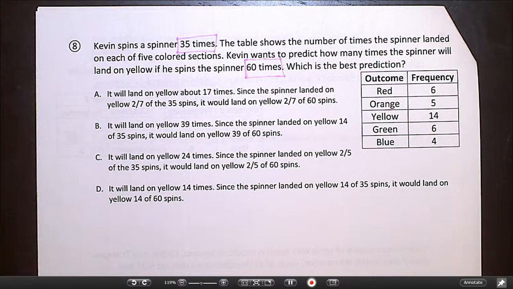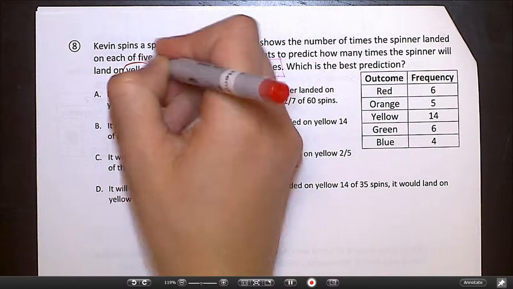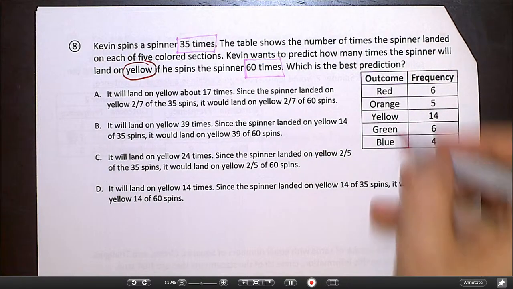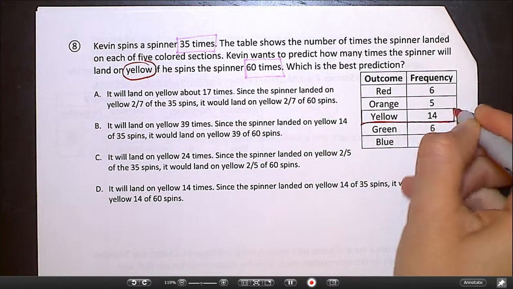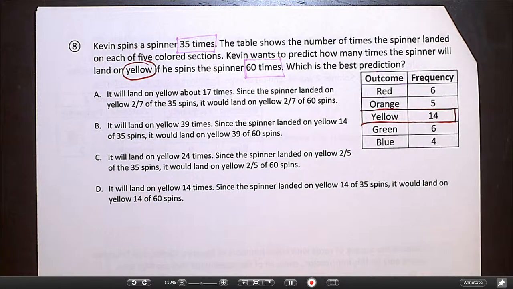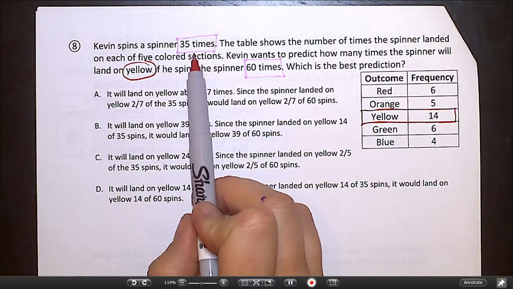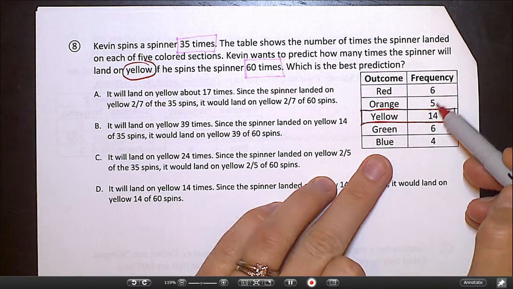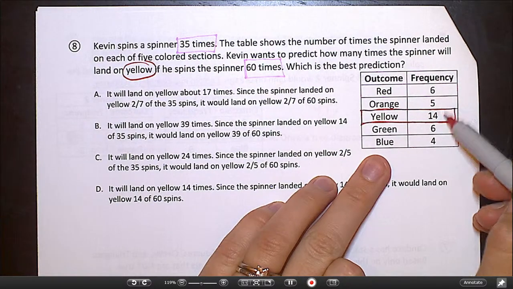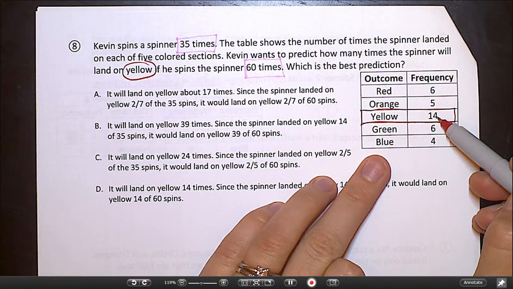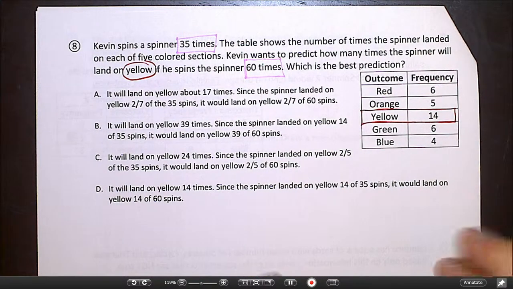Okay, so all we care about here is yellow. Apparently yellow is his favorite color. So yellow happened 14 out of how many times total? 35. And in fact, if we added these up, this would be 11 plus 14 is 25 plus 10 is 35. So he spun the spinner 35 times.